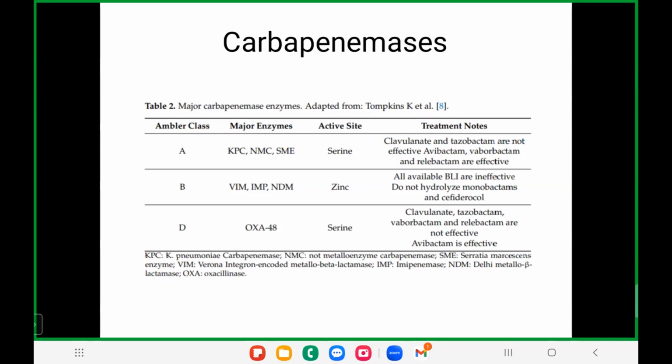If you have NDM carbapenem resistant Enterobacteriaceae, then your drugs are not going to work. Your vaborbactam, relebactam, and avibactam are not going to inhibit NDM. They can inhibit KPC and OXA-48, but they are not going to inhibit VIM and NDM. So we need to combine ceftazidime avibactam with aztreonam to conquer this NDM group of enzyme producing bugs.